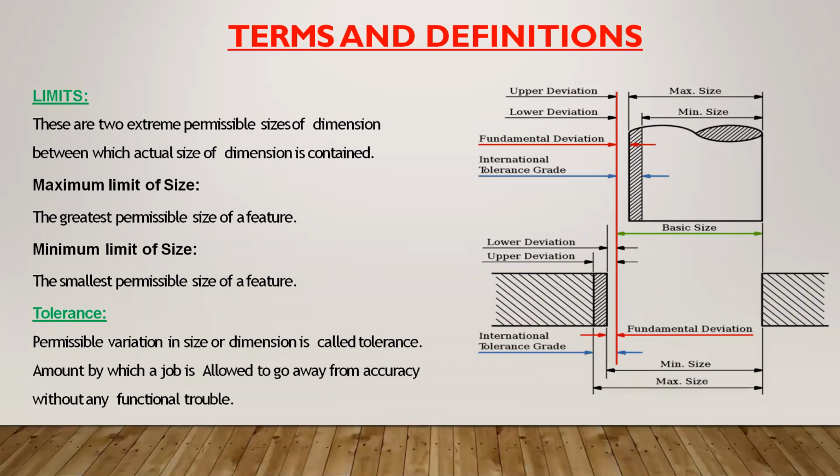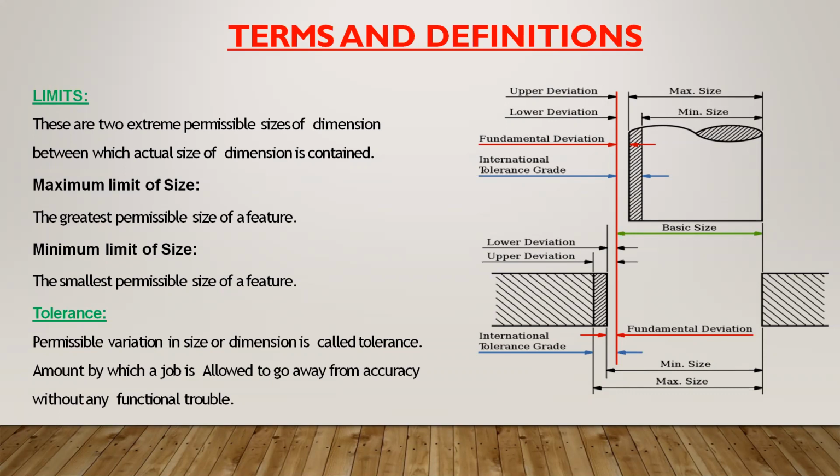The second one is the minimum limit of size. This is obtained from the smallest permissible size of a feature. The smallest permissible size of a feature can be defined by the minimum limit of size.